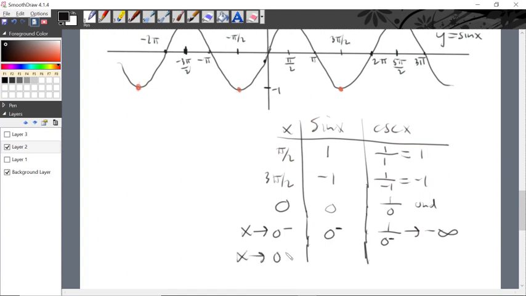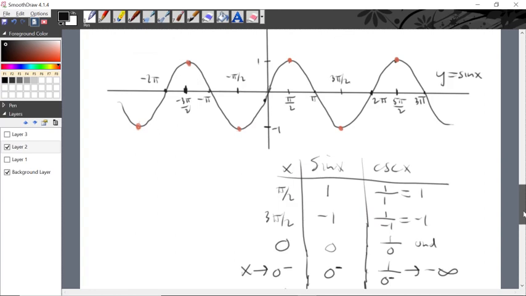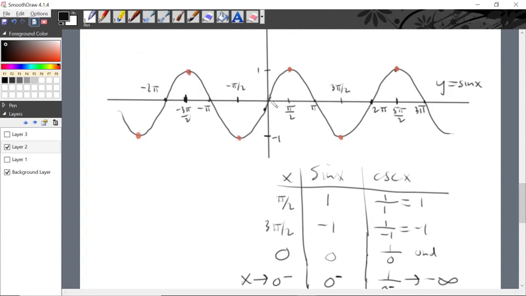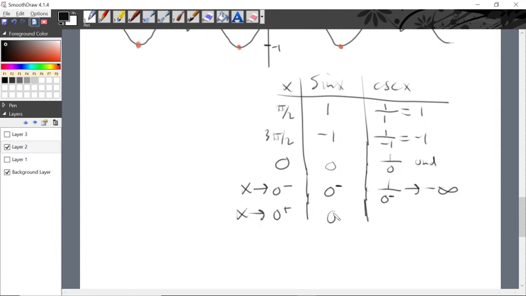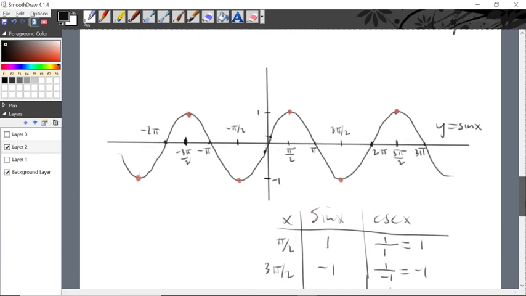What happens as x approaches 0 from above? That is, what happens if we choose a value of x that's just a little bit more than 0? Well, the associated y value of the sine function is going to be a small positive number, right? And what happens when we take the reciprocal of a very small positive number? The reciprocal of a very small positive number is going to be a very large positive number. And this describes asymptotic behavior. This means we are approaching a vertical asymptote at x is equal to 0 for the cosecant function.